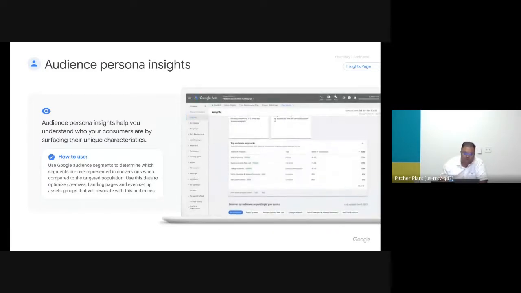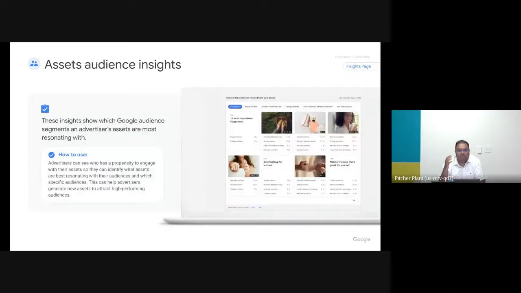general population. The second tool that you have within this report is the audience asset insight, which basically allows you to answer the questions of what Google audience segments are the assets most resonating well with, so that it allows us to understand how can we generate more similar assets to resonate to those potential audiences.